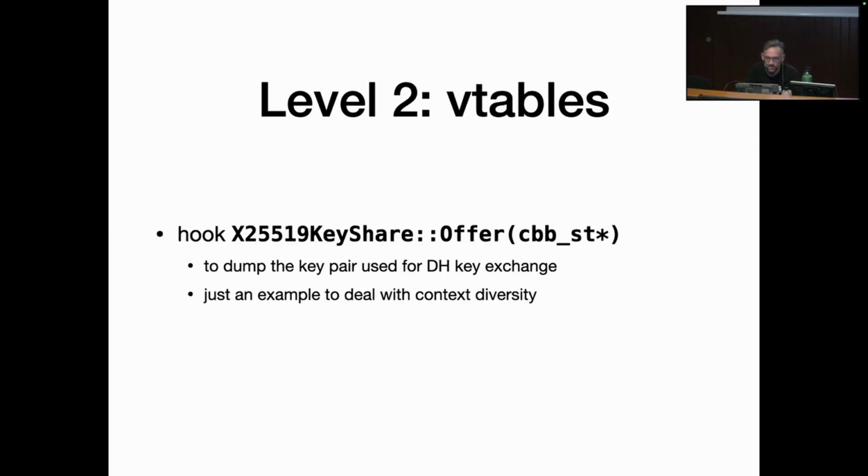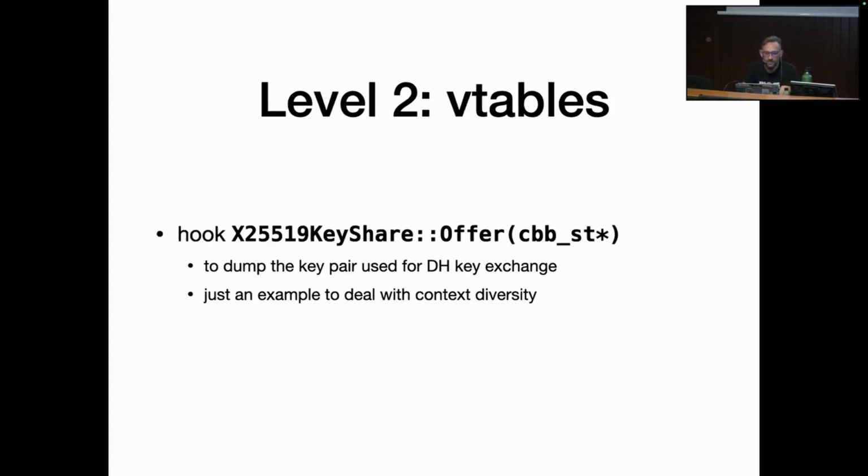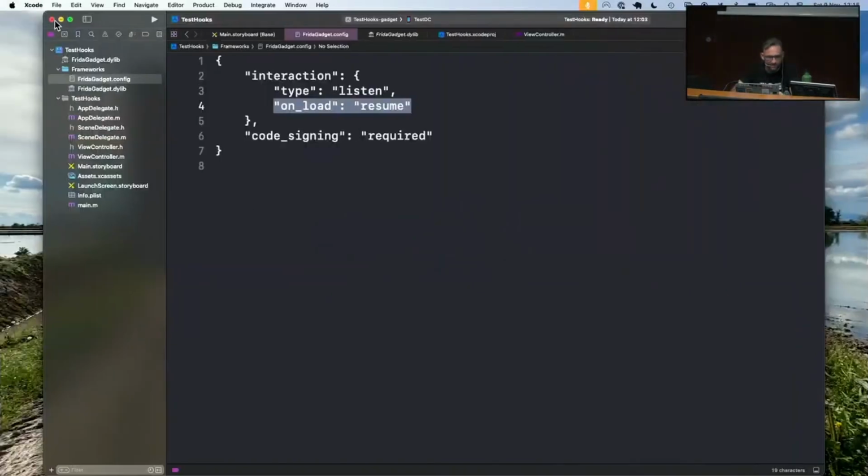In order to show this, I'm going to use R2. We have to add one hook though, so that we can override a C++ method. If we override this one, we will be able to dump the key pair used for the Diffie-Hellman key exchange. It's not particularly useful, it's just a good example to show. So, let's see the app for level 2.